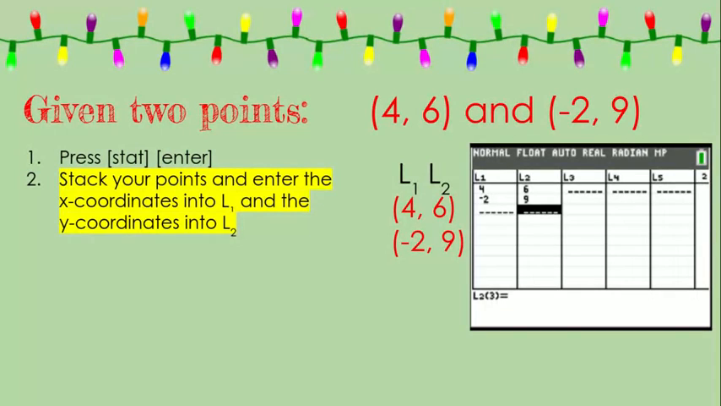So if they are stacked, we're going to go down for L1. We put 4, then you press enter, then -2, enter. Then you scroll to the right to L2, and we hit 6, enter, 9, enter. Your points should look the same as your given examples. 4 needs to be next to the 6, and -2 needs to be next to the 9.